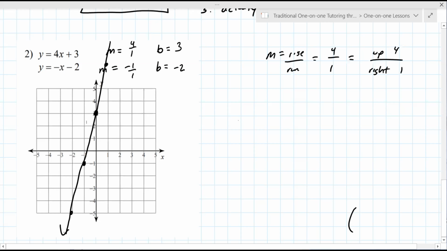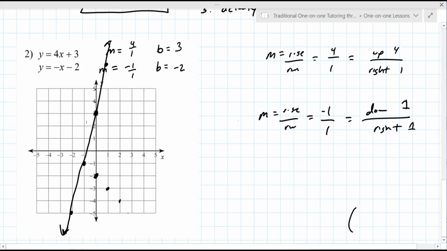Depending on your instructor, you could get a really tough intersection point or not. So there's -2, and this time your slope is -1. -1 over 1. So that means you're going down 1, right 1. Down one, right one.